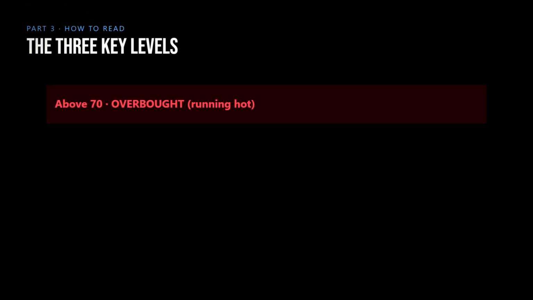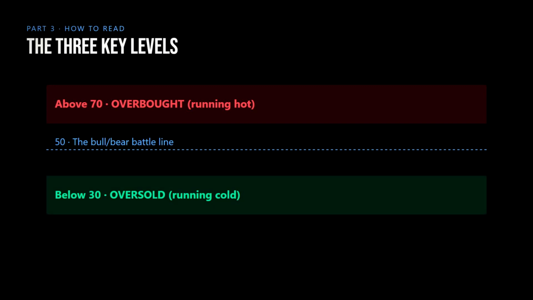Now, how do you read it? There are 3 classic levels to remember. First, 70. When RSI climbs above 70, we call it overbought. The market has rallied hard in a short time, and sentiment is running hot. Second, 30. When RSI drops below 30, that is oversold. Prices have fallen fast, and fear is dominating. Third, the 50 line in the middle. That is the battle line between bulls and bears.